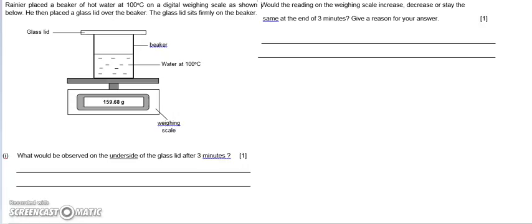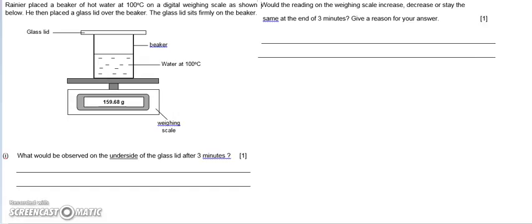Okay, so Rainier, I think that's how the name is pronounced, places a beaker of hot water at 100 degrees Celsius on a blue weighing scale as shown below. He then places a glass lid over the beaker. The glass lid sits firmly on the beaker.